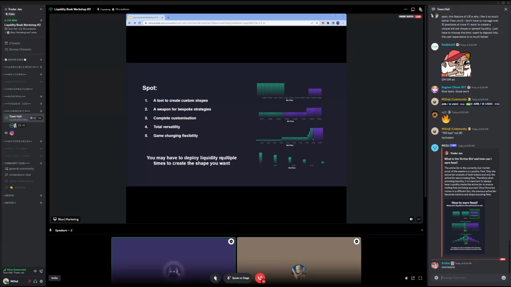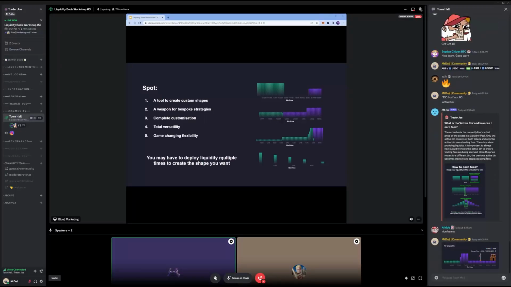First of all, of course, we're going to talk about Spot. It is the shape that lets you customize your deployment in any way, shape, or form. You can see in the various channels as well, community members have taken to creating what they call bin art. They're just creating random shapes and then photoshopping stuff on. But that is essentially to highlight the customization on offer with Spot. You can deploy using Spot multiple transactions of liquidity to create any type of shape that you want. Spot gives you complete customization.